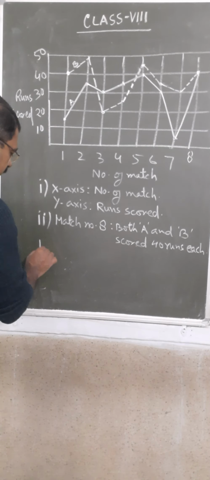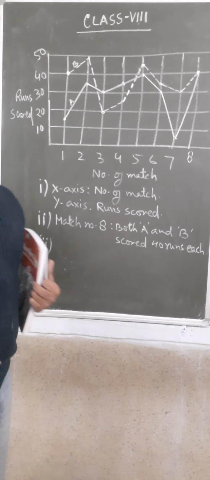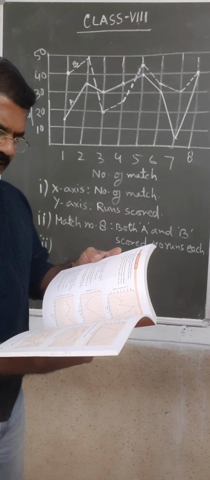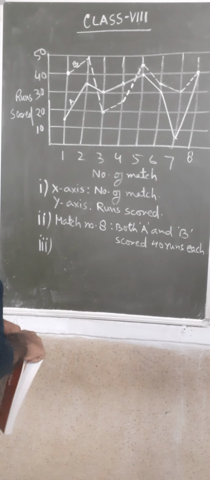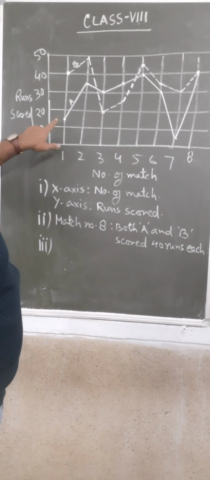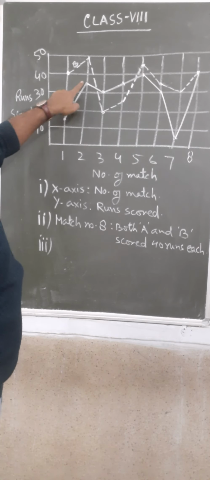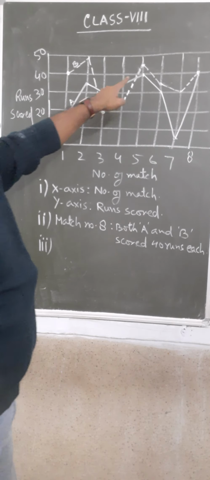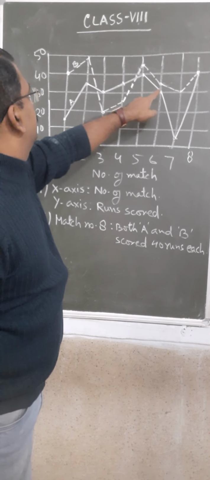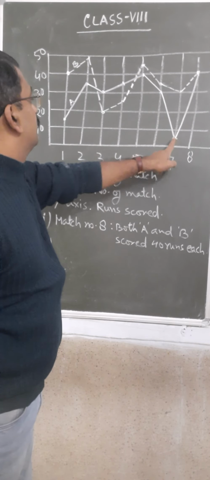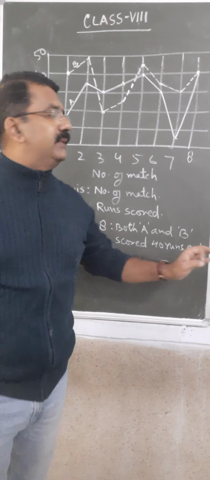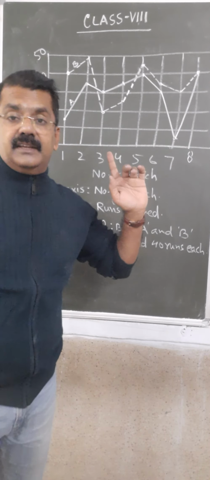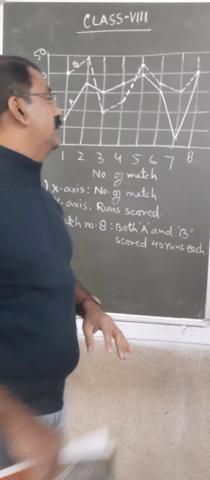Now, what about the third part? The third part of the question is, in which test did batsman A score the least number of runs? If you see batsman A: first match 15, second match 35, third match 30, fourth match 35, fifth match 40, sixth match 30, seventh match it is 5, and that is the lowest you can see. So batsman A has scored the lowest runs in the seventh match, and that is 5 runs.